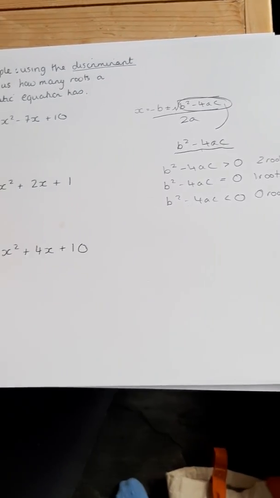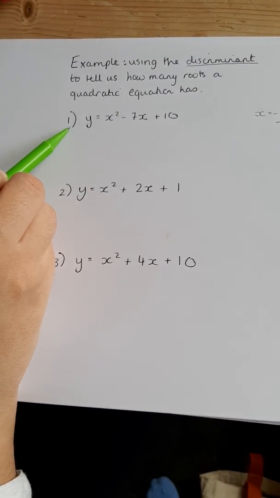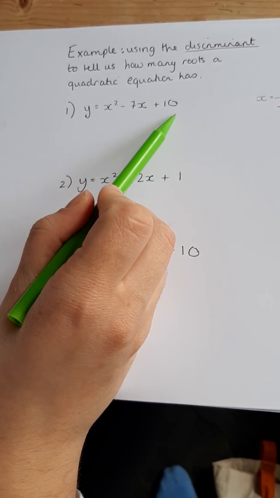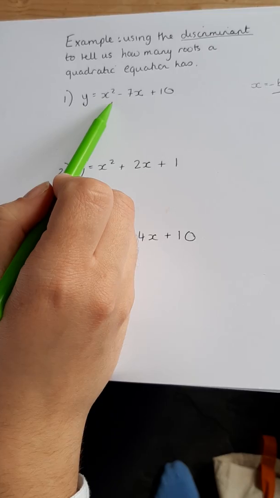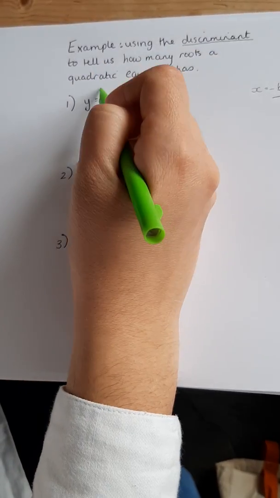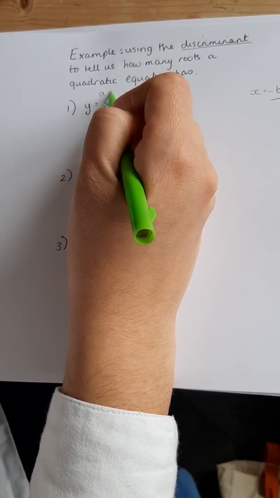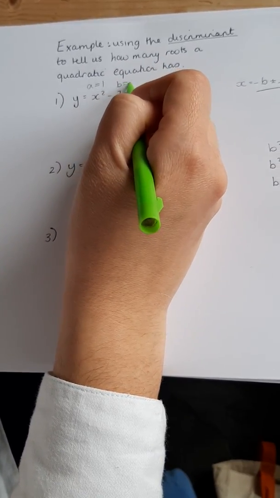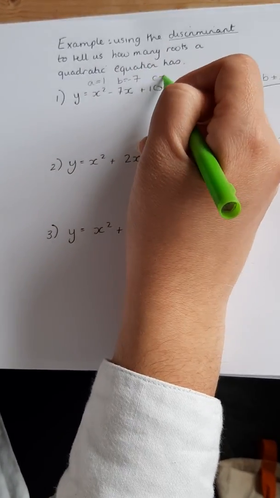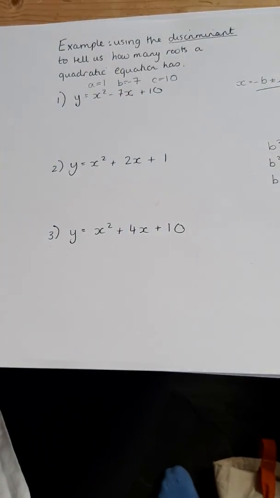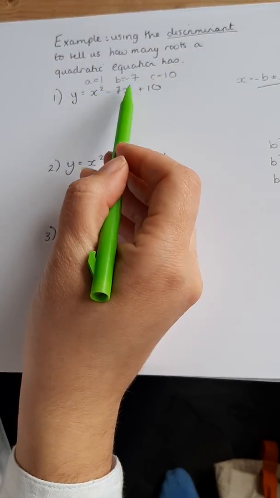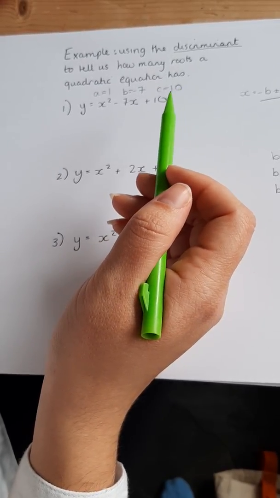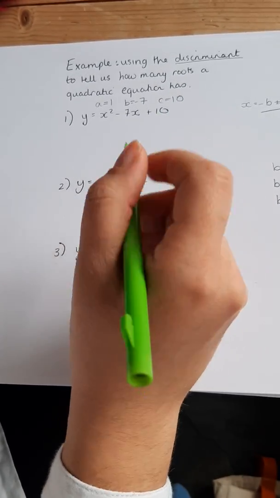So let's have a look at the first one here. We've got our first quadratic: y equals x squared minus 7x plus 10. Now let's have a look at what the values of a, b and c are. Well, a is the value in front of the x squared, which we know would be 1. b is minus 7 and c is positive 10. Now all we have to do is substitute these values a, b and c into b squared minus 4ac. In doing that, we'll find out how many roots it has.